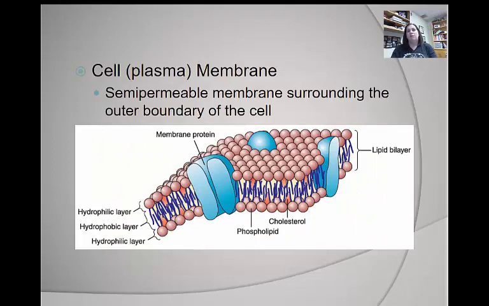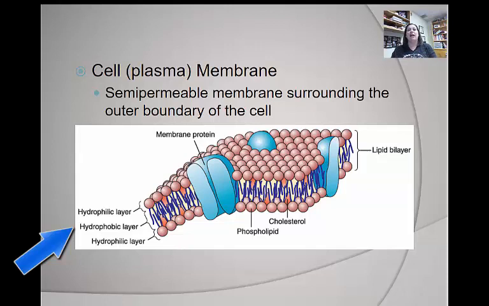So let's start with the plasma membrane. If you'll recall, the plasma or cell membrane is a semi-permeable membrane, which means that it only is going to let certain things come through. It surrounds the outer part of the cell. It's also made of a phospholipid bilayer. So if you look here, the head area of the phospholipids is hydrophilic, meaning it likes water. The blue tails here are hydrophobic, which means that they don't like water, and they're made of fat.